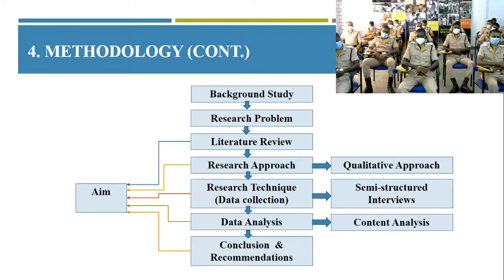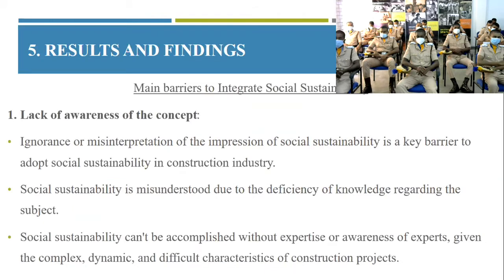For the methodology, the first step was to do a background study. Then the research problem was identified and a comprehensive literature review was done. Through a qualitative research approach, data was collected using structured interviews, and through content analysis, the data was analyzed, and the conclusion was reached and the aim of this research was achieved. For the results and findings, three major barriers were identified to integrate social sustainability in the construction industry.